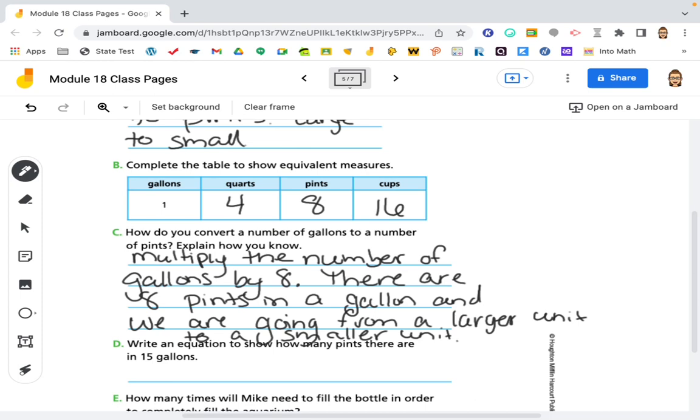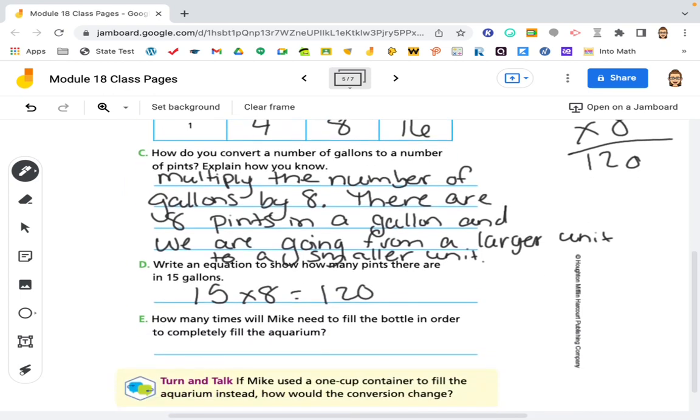So this says write an equation to show how many pints there are in 15 gallons. So we're going to do 15 times 8. We can do that off to the side if we don't know. So it'd be 40 and then 120... it's going to equal 120. So how many times will Mike need to fill the bottle in order to completely fill the aquarium? He's going to do that 120 times.